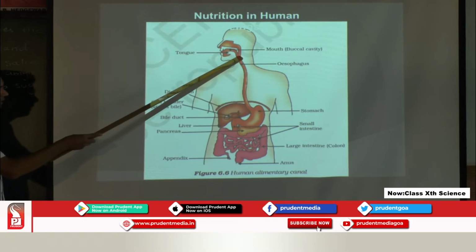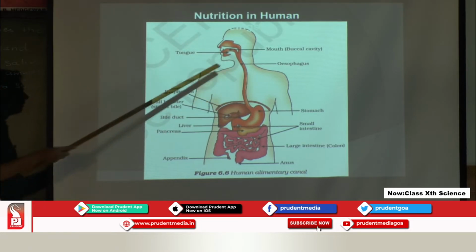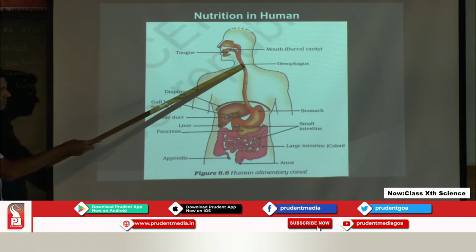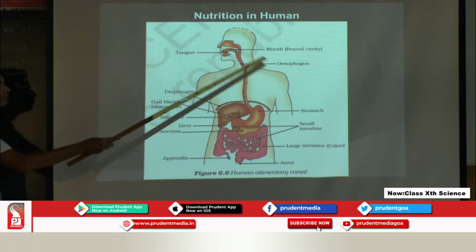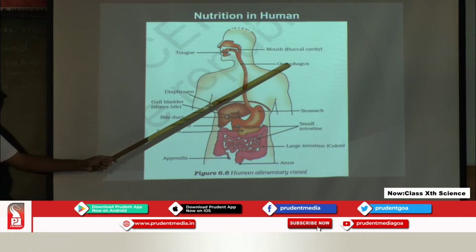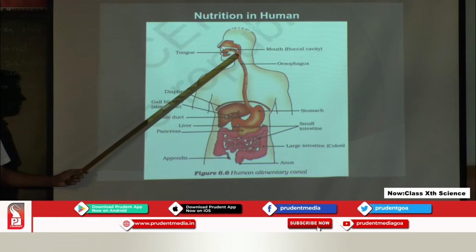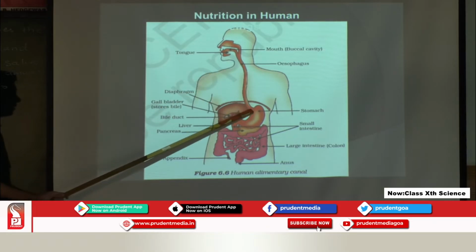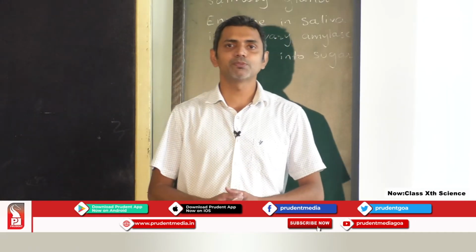food will enter from the mouth to the stomach, and the food will pass from the mouth to the stomach through the esophagus. So, the esophagus transfers food from the mouth to the stomach. The esophagus is also known as the food pipe. Now, the movement of food takes place right from this point up to here. This movement is known by a special name.